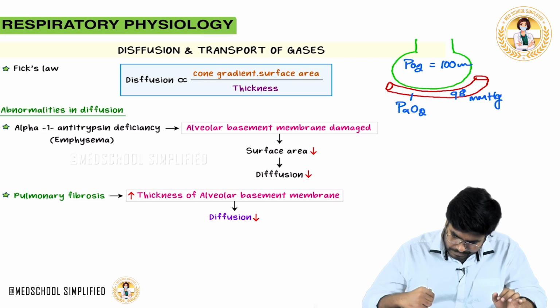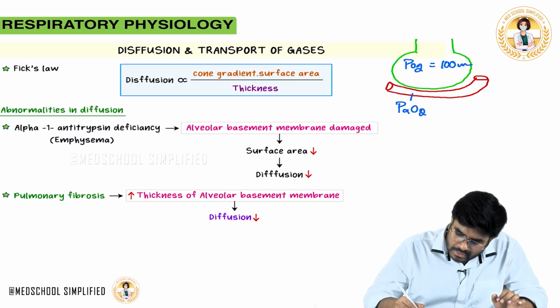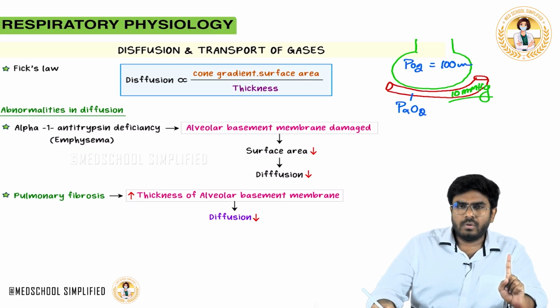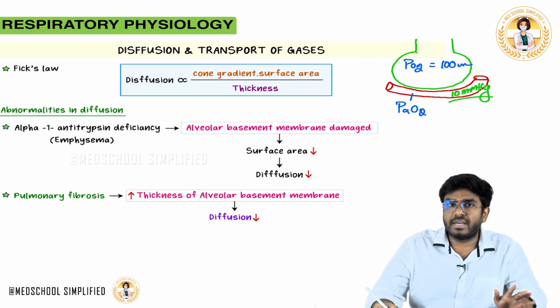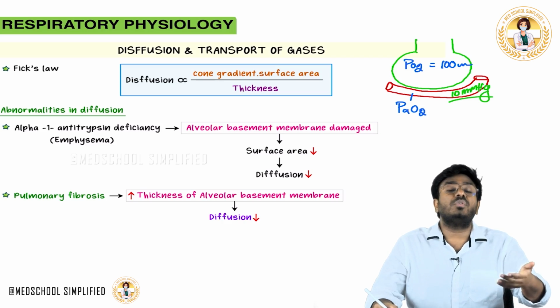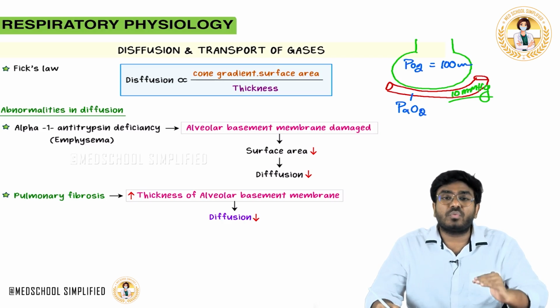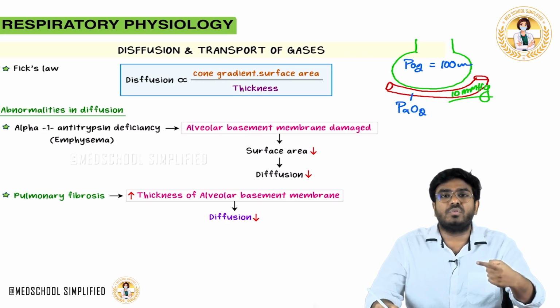For example, if the pressure in the capillary is just 10 mmHg, now what will happen? Will diffusion happen or not? Above it is 100 mmHg, in the capillary it is just 10 mmHg. So what is the gradient? The gradient is 90 mmHg, so more diffusion will happen. The more the difference, the more the gradient, the more diffusion will happen.